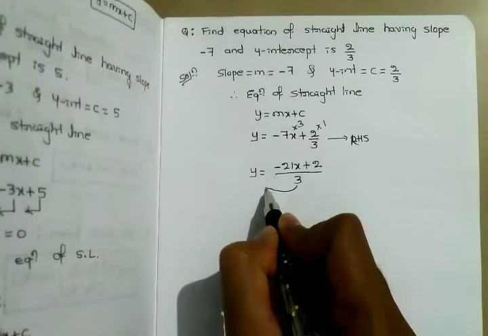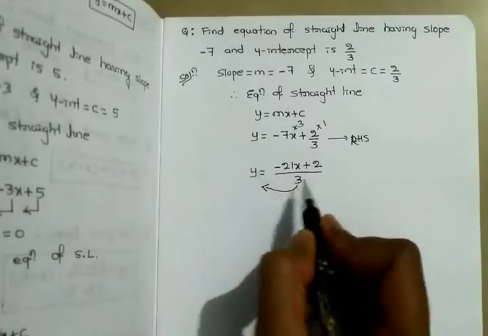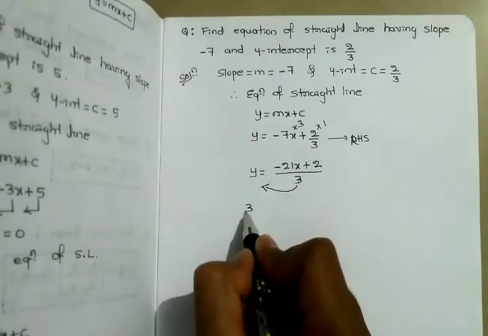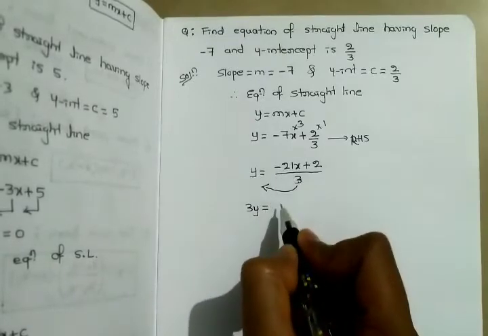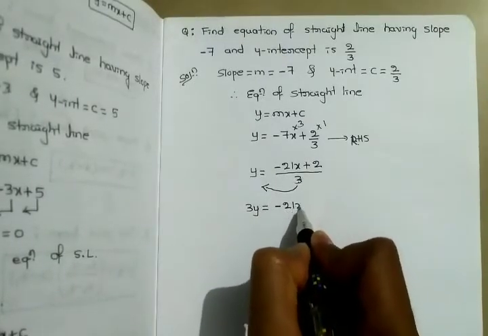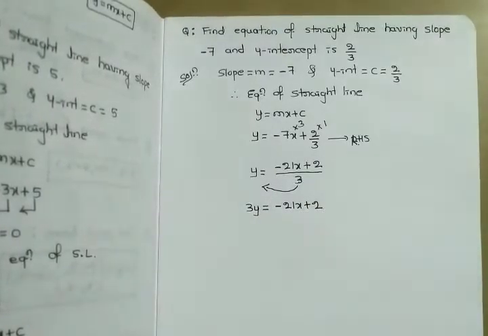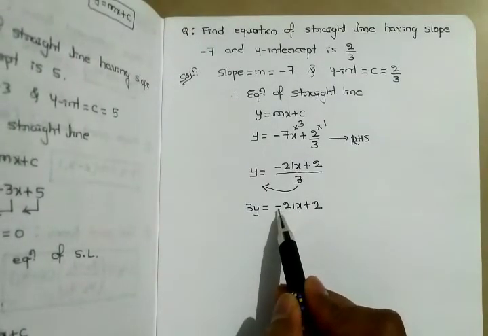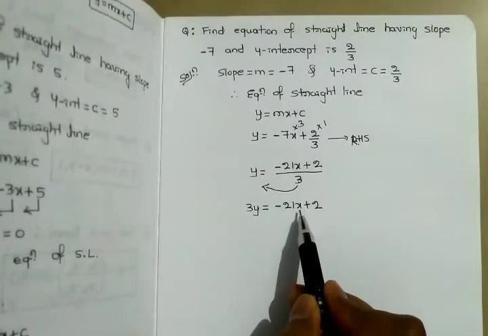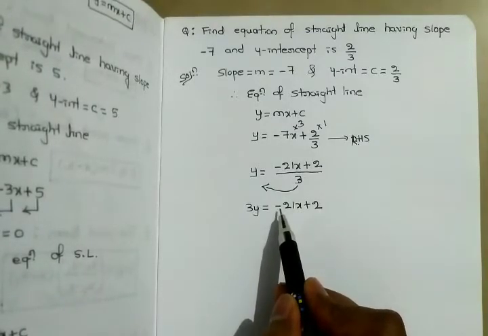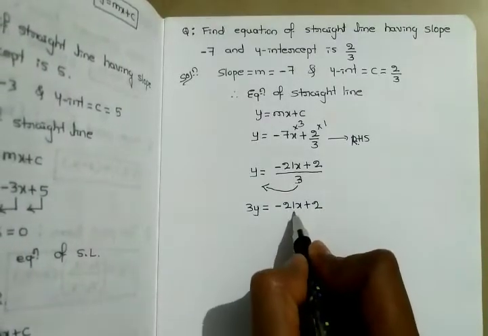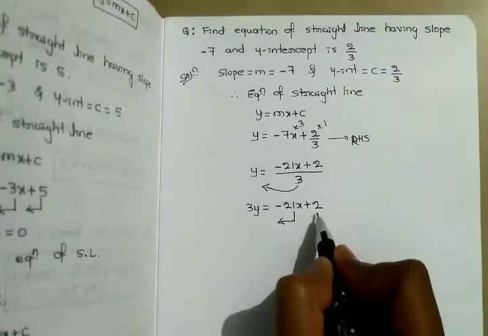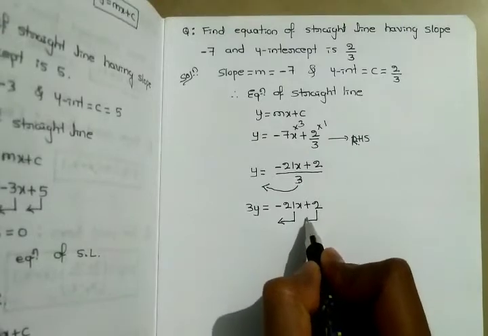Do the cross multiplication. So 3 into y is 3y, equal to minus 21x plus 2. Again see, x contains which sign here? Negative sign. So I am going to make this x positive. Because of that, I am going to shift minus 21x and plus 2 to the left hand side.